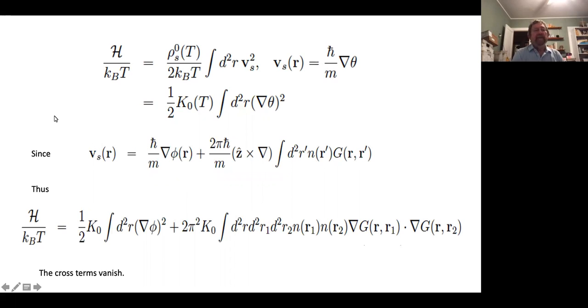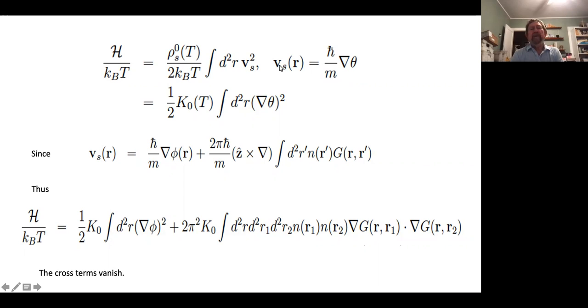Okay, now this is the last slide, because this is the end of the nasty mathematics. So let's summarize what we've got. We've got the Hamiltonian, which remember is just the kinetic energy of the film. This V sub S, remember, is the superfluid velocity. And this rho S naught is a mass per unit area, so it's an areal density.